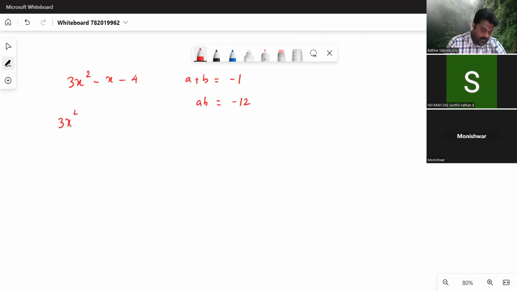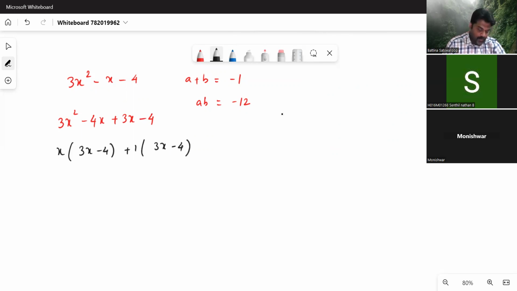So 3x square minus 4x plus 3x minus 4. I will take x common. So x into 3x minus 4 plus 1 into 3x minus 4. So x plus 1 into 3x minus 4. One x value is minus 1. Another x value is 4 by 3. Right?